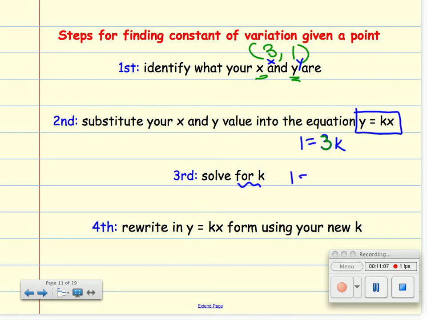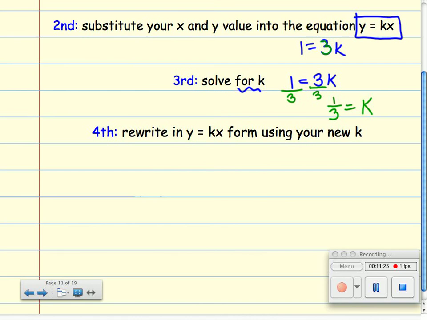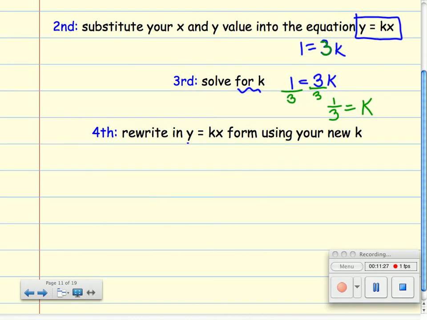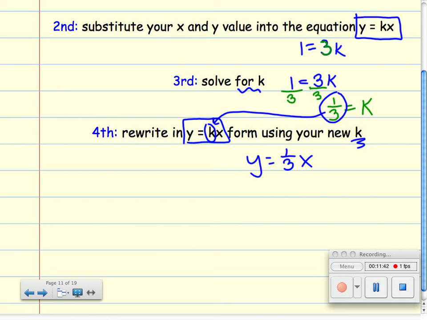So if I have 1 is equal to 3k, to get k alone, I'm going to divide through by 3. So I get 1/3 is equal to k. That's my constant of variation. Lastly, I have to rewrite it in y equals kx format using our new k. So I just write y equals 1/3 times x because I solved for k. The k is that, and I just put everything else there.